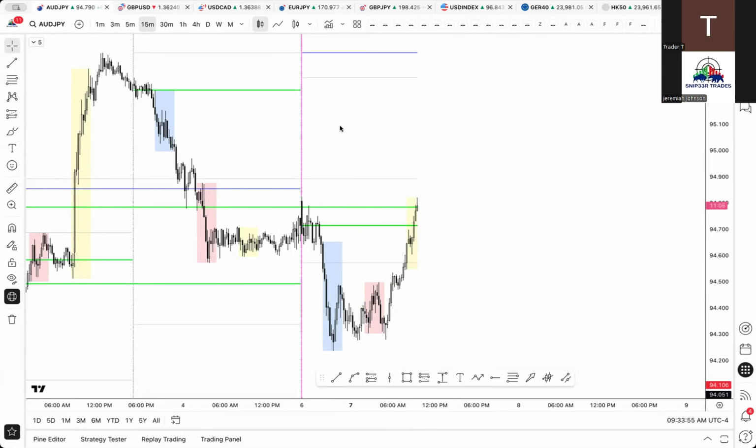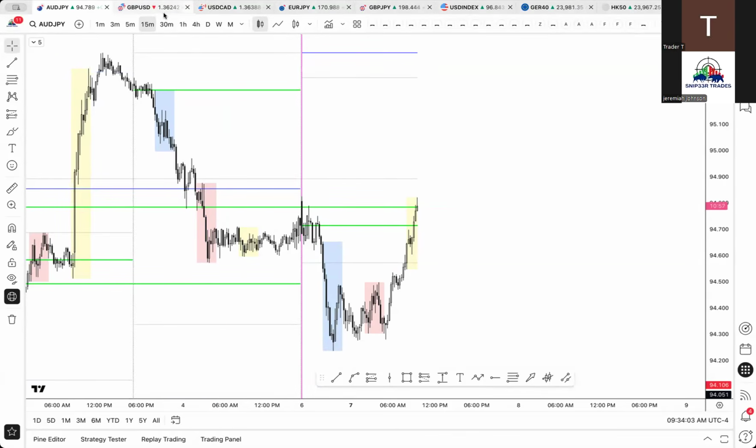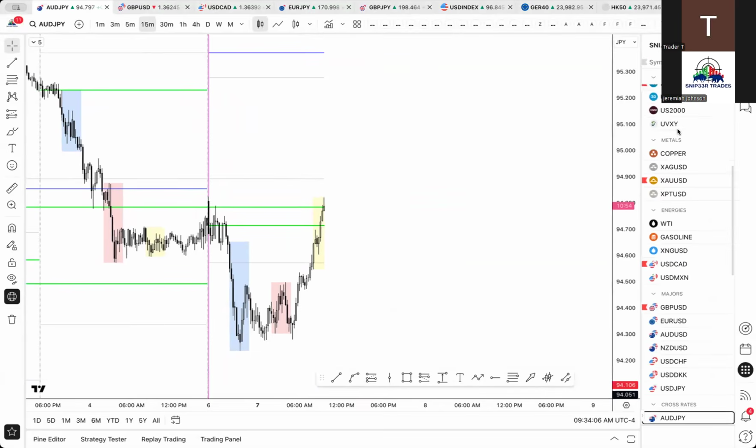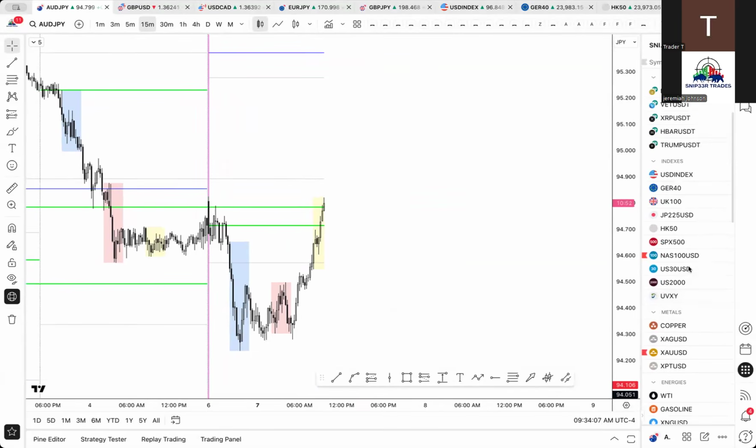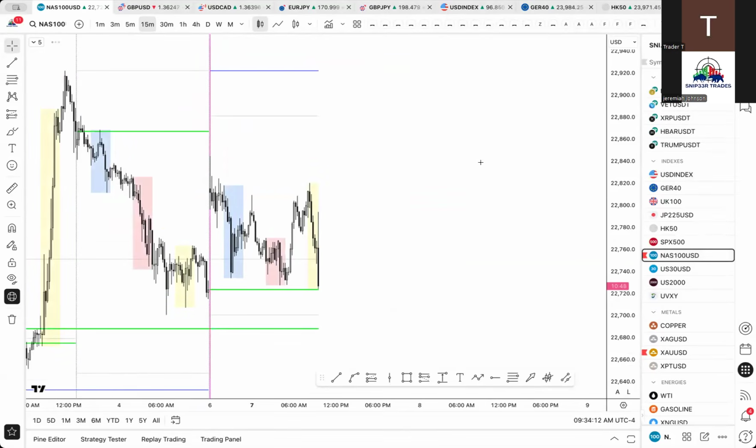Let's see. I've been watching DJ 30 like a hawk. Nas is 3 day long. Nas is on the backside. Let's see. NASDAQ, nasty Nas. Oh yeah, we did get the New York Open.